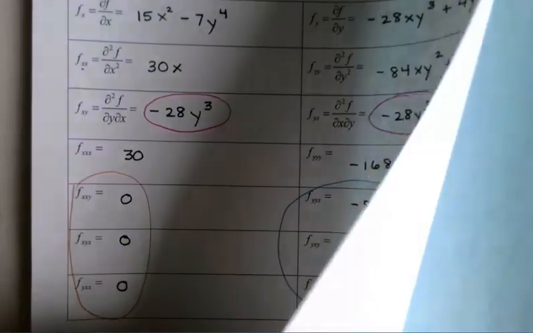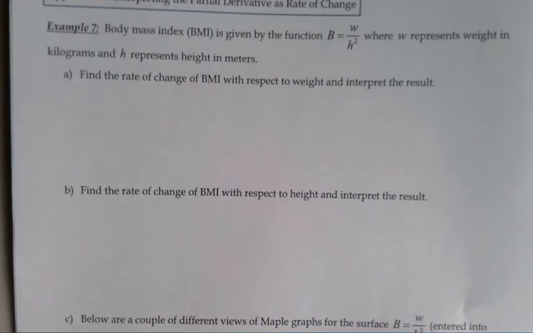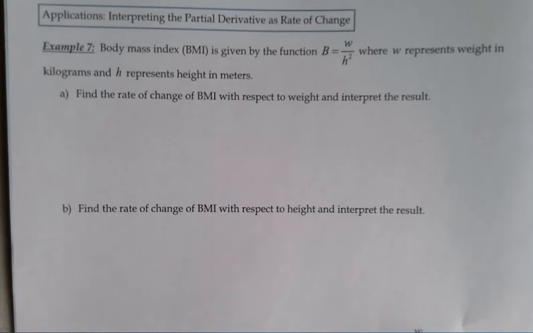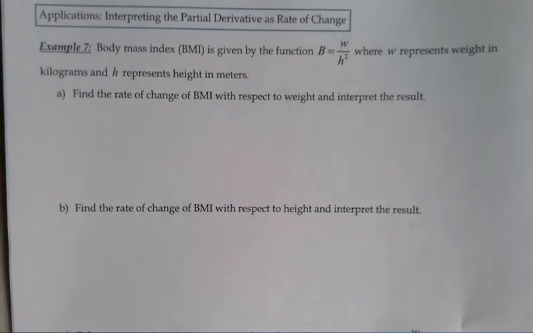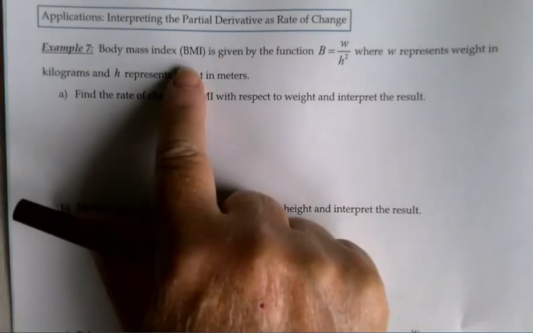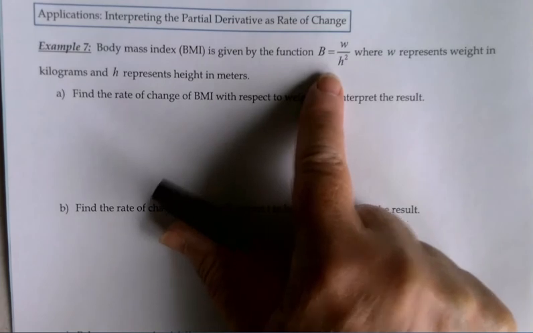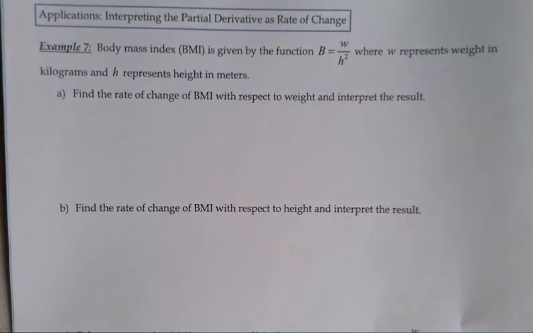All right, we are going to wrap up this section with just one example of an application. As I had mentioned earlier, most of our application problems are actually going to come a little bit later in the chapter. But we're going to look at one rate of change problem here. In our example, body mass index, or BMI, is given by the function B equals W over h squared. W represents weight in kilograms, and h is height in meters.